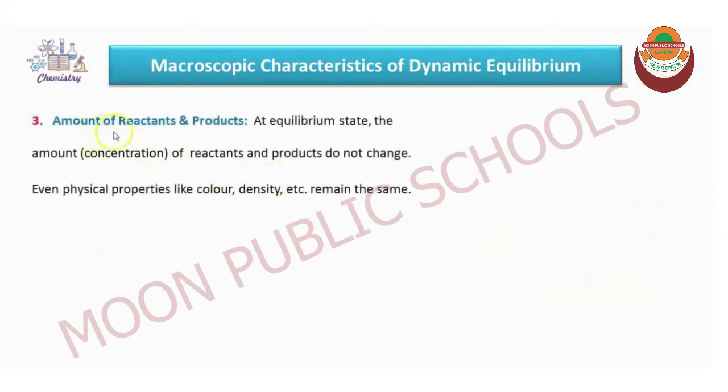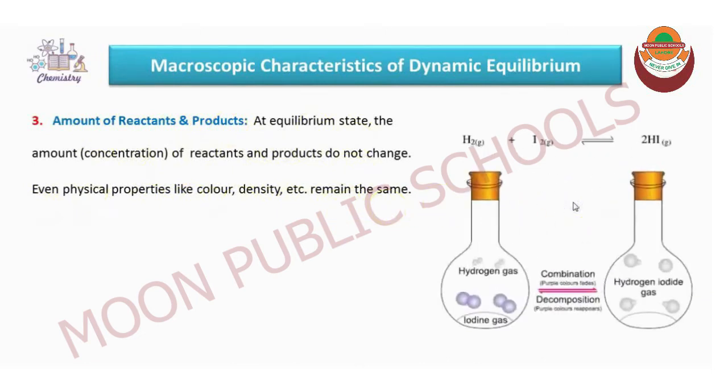The third point is the amount of reactants and products. At the equilibrium state, the amount of reactants and products does not change. Even physical properties like color and density remain the same. You can see here in the diagram the concentration, color and density, which are the physical properties. The color of hydrogen gas is colorless and the iodine gas is purple, but when the reaction proceeds, hydrogen iodide forms, which is also colorless. So that is the main physical property that will remain the same in equilibrium.